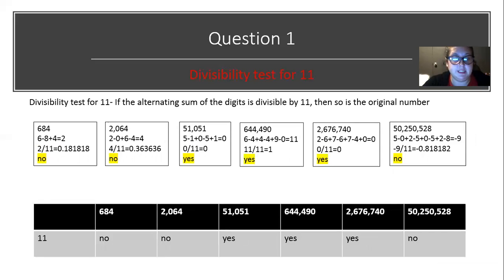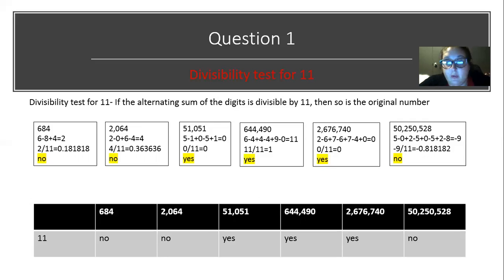All right, the divisibility test for 11. We're going to look at the alternating sum of the digits to see if it's divisible by 11. And if that's divisible by 11, then the original number will be also. Okay, so in 684, we're going to do 6 minus 8 plus 4. So we're going to subtract that second number in the problem and add that last one. So that's going to give us a total of 2. And then 2 divided by 11 is going to be 0.18. So that one's not going to be divisible by 11.